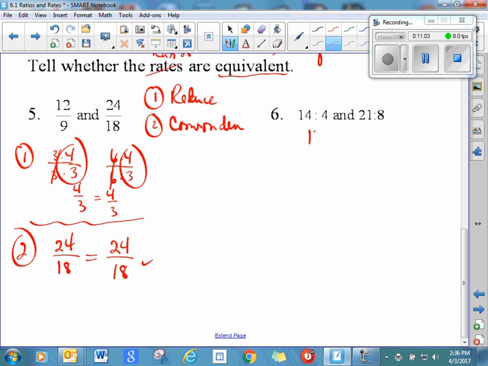Let's look at number 6, 14 to 4 and 21 to 8. Again, you can do either one of these methods, or you can do both if you want. I'm going to double 4 to make 8s because this seems like it's the easiest thing to do to me. I don't have to do anything to the 21. So 4 doubled, which means I have to double 14, which is 28. These are not equal. They are not equivalent.